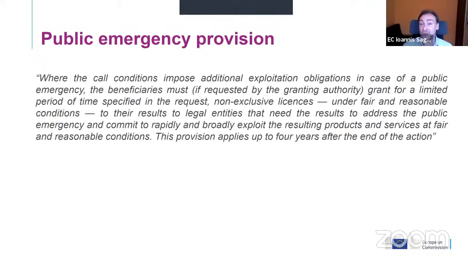Now, what also comes inside the Horizon Europe legal basis, and you will see it, is the public emergency provision. And of course, when we hear public emergency, immediately our minds go to COVID-19, which is a clear example of what exactly this means. But how this affects the way we manage IP is that when we have such conditions, public emergency, additional exploitation obligations can apply, and beneficiaries, if requested by the granting authority, by the EC and the implementing bodies, must grant, for a limited period of time, specified non-exclusive licenses to the ones that will be able to exploit the results under fair and reasonable conditions.